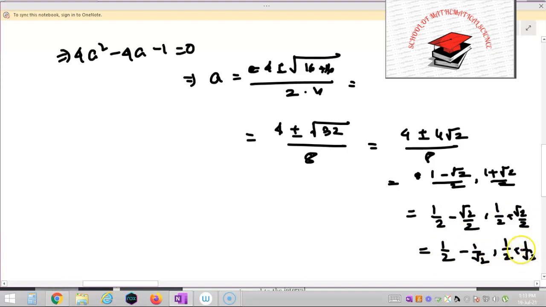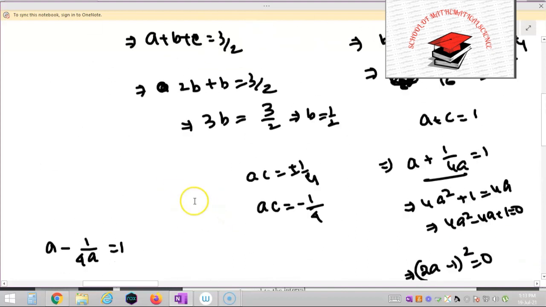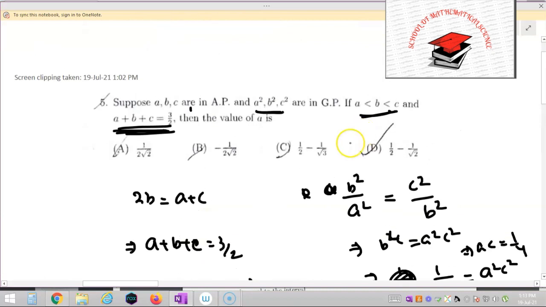Now this is the bigger number, so this cannot be a. So then a is 1 by 2 minus 1 by root 2, right? You can see that 1 by 2 minus 1 by root 2 is our option D. So option D is our correct option.